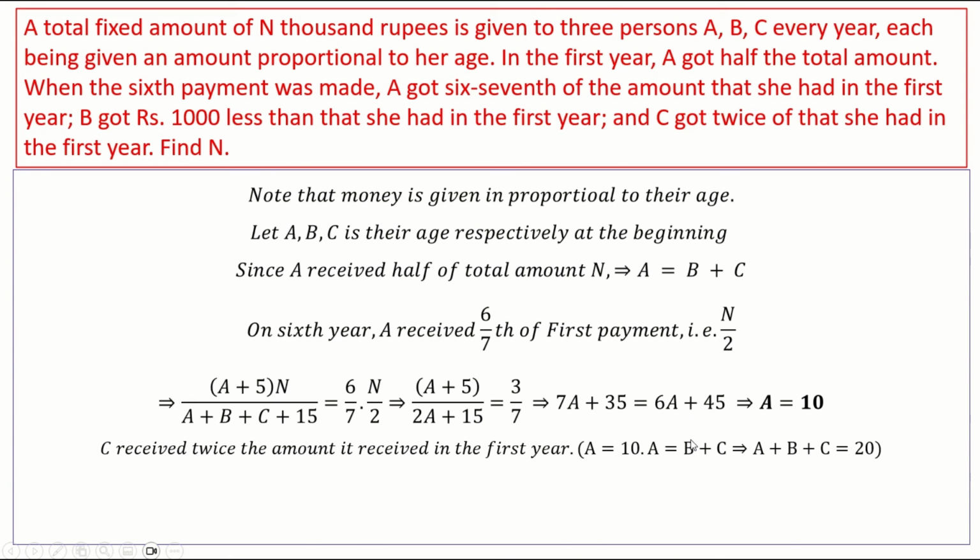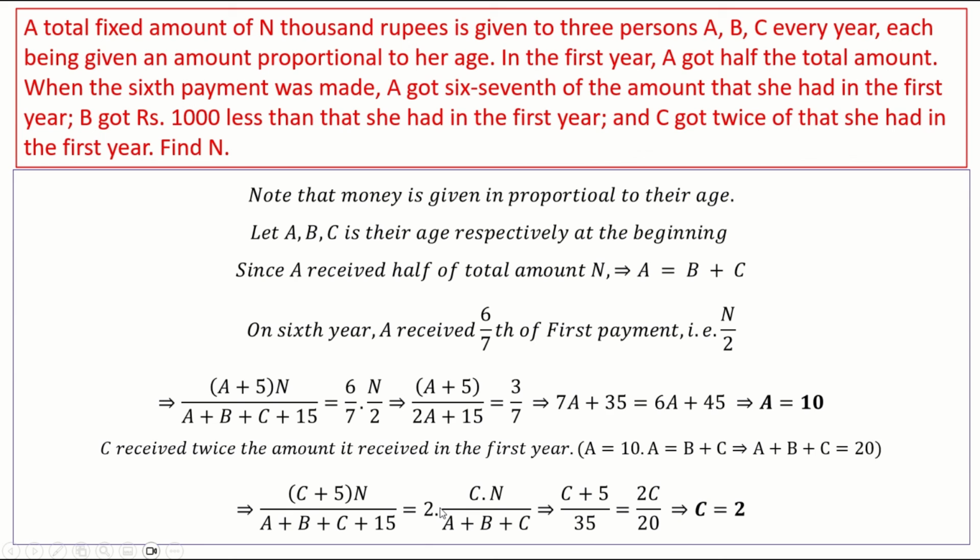Okay. Now C received twice the amount it received in the first year. A equals 10 we know. A equals B plus C we know, and A plus B plus C equals 20. This also we know because A equals B plus C. So from this we can derive (C plus 5) into n by (A plus B plus C plus 15) equal to 2 times what she got in the first year. First year she got C into n by (A plus B plus C). Now A plus B plus C is 20, so you replace, and what you will get is C equal to 2. C's age is 2 at the beginning.